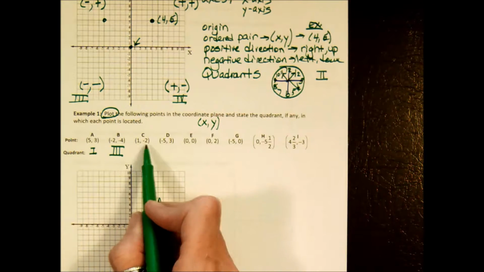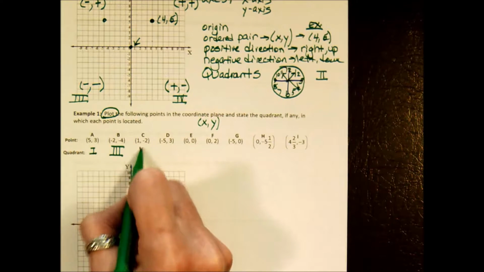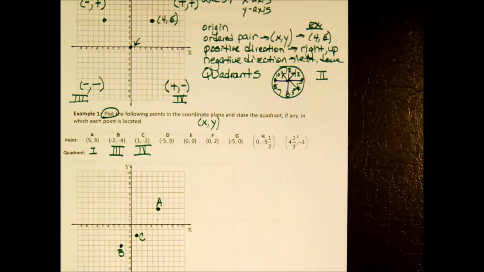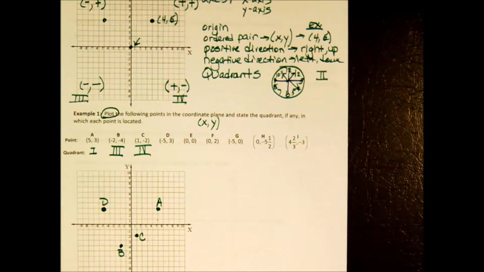The point (1, -2) says go right 1, down 2. So there is point C, and it is in quadrant 4. (-5, 3) says go left 5, but then up 1, 2, 3. So there is point D. It is in quadrant 2.